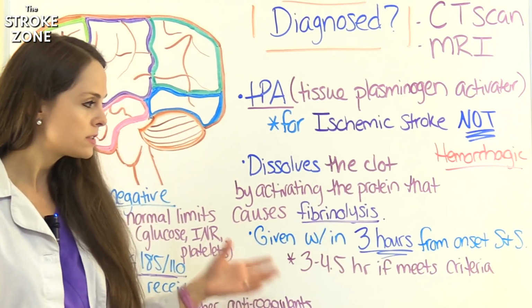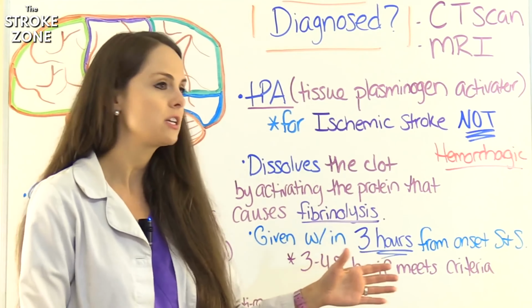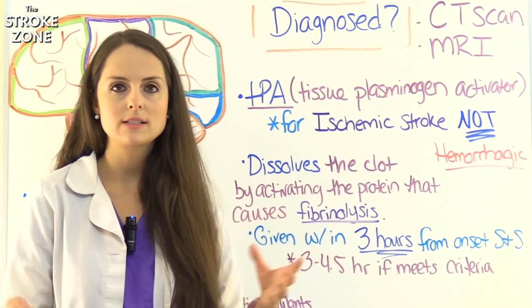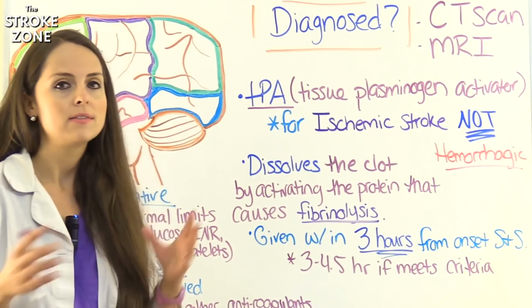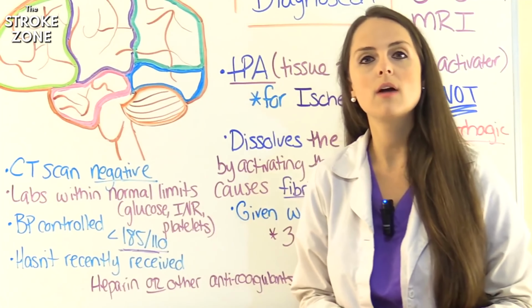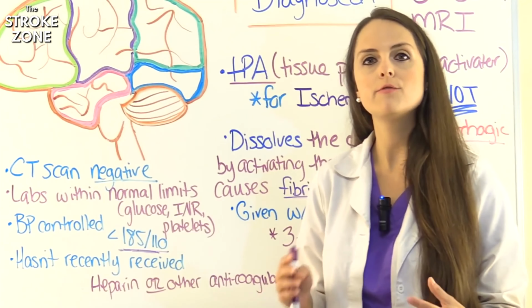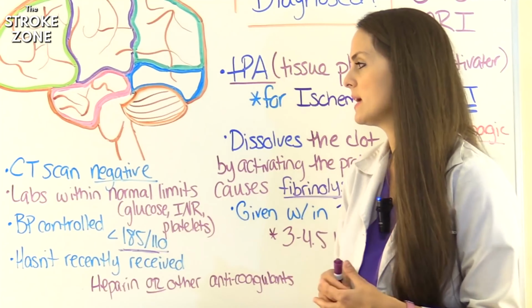Now, there are some exceptions within the 3 to 4.5 hour range. If the patient meets strict criteria, they may be able to receive this, but the physician will have to analyze that. So what are some criteria that a patient should meet before they receive TPA? And as a nurse, I would remember these.